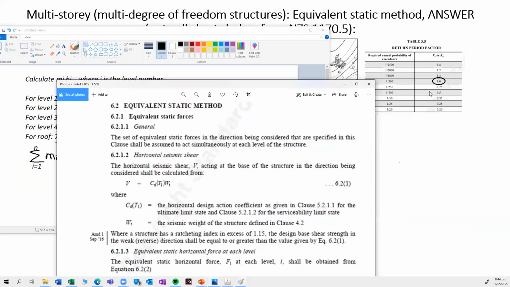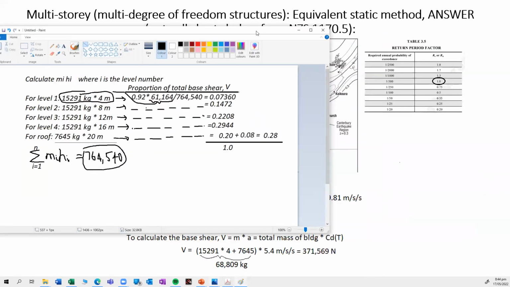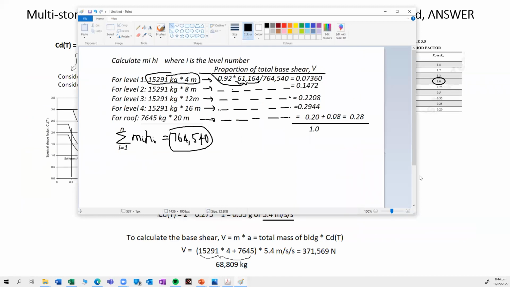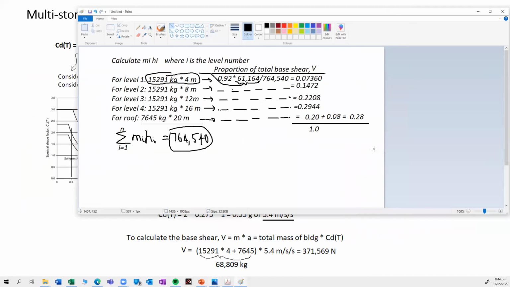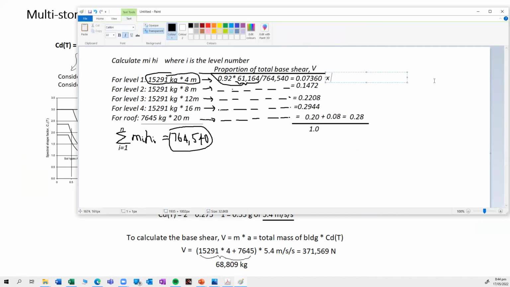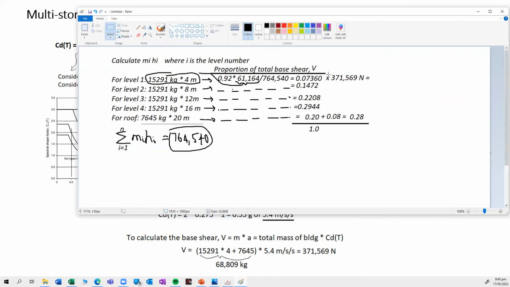Now we calculated our total base shear. If you remember, 371,569. So all you have to do is multiply each of these by 371,569 newtons to give you the force at each level. Okay, so that's all you have to do now. I know it's a bit tedious, but it's good to do it once so that you get the hang of how to do it.